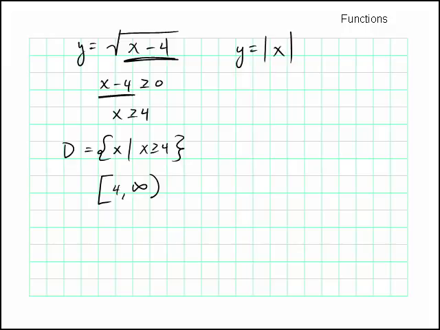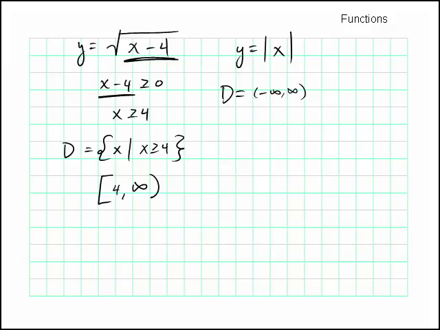Absolute value x. Can I plug in anything I want in there for x? I can plug in 0, I could plug in 1, I could plug in 3.5, I could plug in negative 2.4, it doesn't matter. I could plug any number in there that I want. I don't have to worry about taking a square root of a negative number. I don't have to worry about division by 0 here. The domain here is all real numbers.